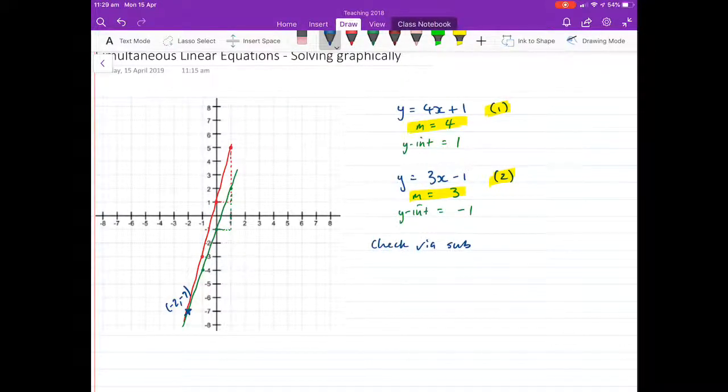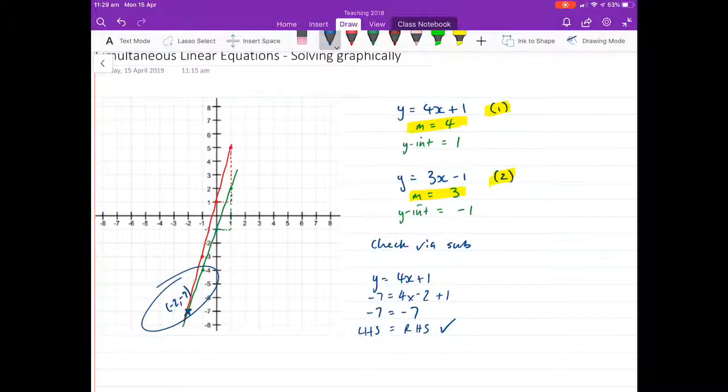So for equation 1, it was y equals 4x plus 1. Now my y value in that solution is -7, and my x value is -2. So 4 lots of -2 plus 1. 4 lots of -2 is -8, plus 1 gets us back to -7. The important thing to remember for these solutions is the left-hand side equals the right-hand side for both of these equations. All right, so that was equation 1.